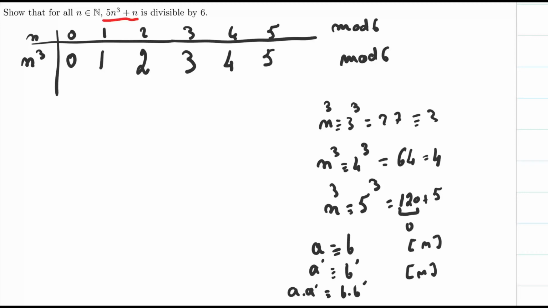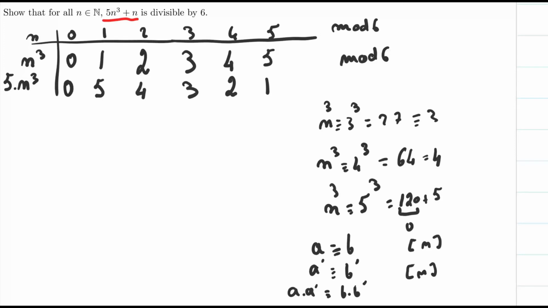Anyway, I'm not interested in n cubed, I'm interested in 5 times n cubed. So 5 times n cubed is congruent, in the first case, to 5 times 0, which is 0. In the second case, it's 5 times 1, which is 5. Then 5 times 2, it's 10, but 10 is 4 modulo 6. Then 5 times 3 is 15, which is 3 modulo 6. Then 5 times 4, it's 20, which is 2 modulo 6. And 5 times 5 is 1 modulo 6.